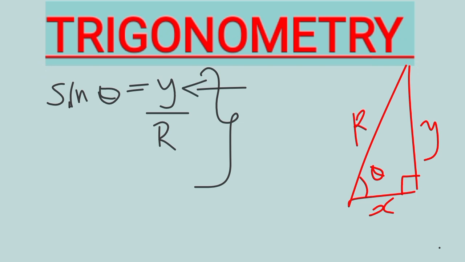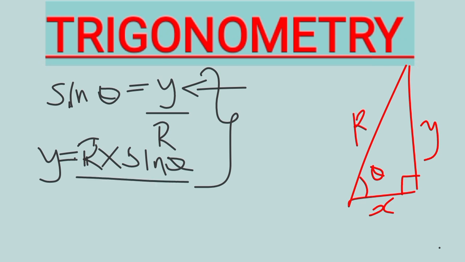So it is going to be y will be equal to r times sine theta. Okay, it is going to be r times sine theta. So if we multiply r with sine theta, we are basically going to have r sine theta. So this y is equal to r sine theta. Take note of it, r sine theta.